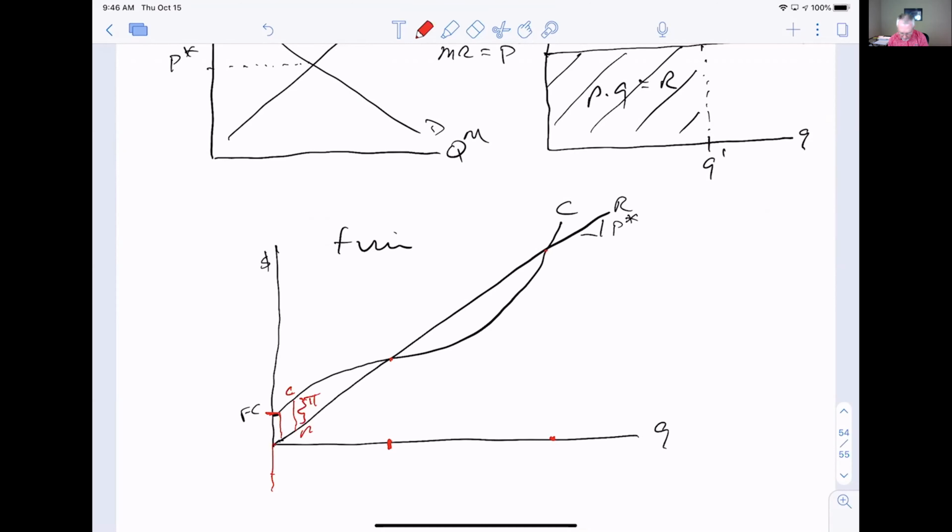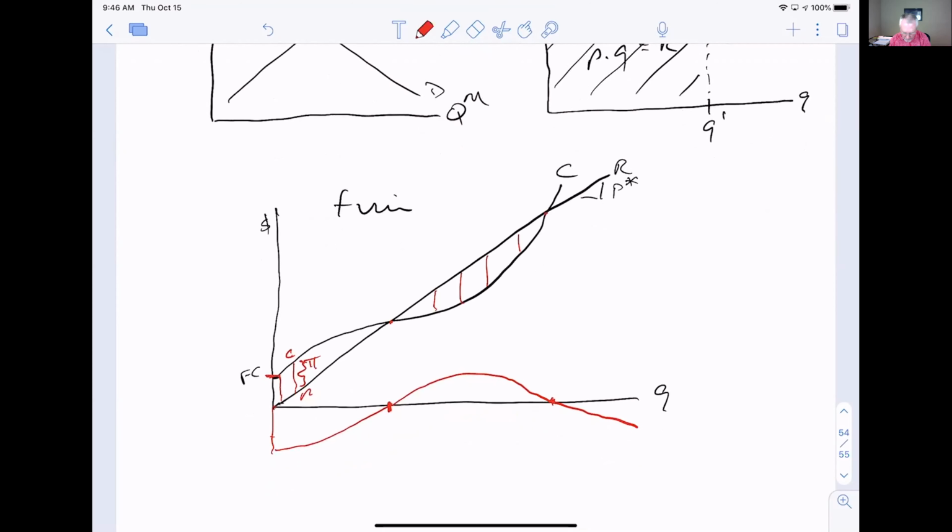And once again, after we go past this level of output, costs exceed revenues. So I get negative profit up to this point. And then over this interval here, revenues exceed costs. So profit's positive. And then it goes back down to being negative. Now, my firm's goal here is to maximize profit. So the firm is going to seek that level of output where the greatest positive difference between revenues and costs exists. And so let me call this Q star.